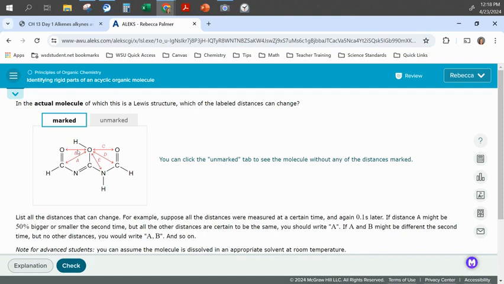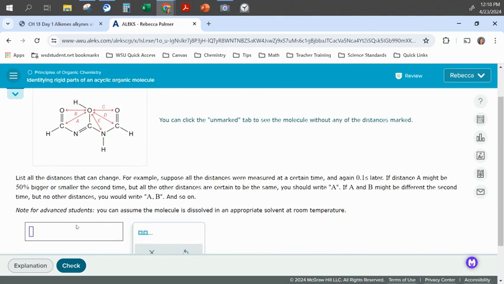Okay. B, let's look at B. What do you think? Yes, I think so, because this one can spin so that this oxygen can end up where the hydrogen is. So that B can change. So we have to write that in the box. B, comma.